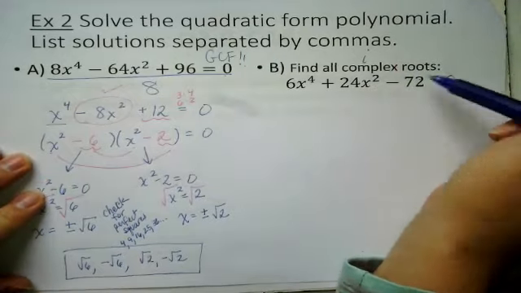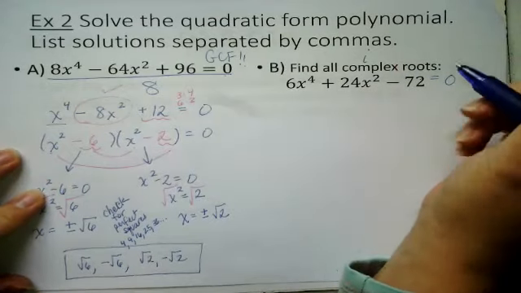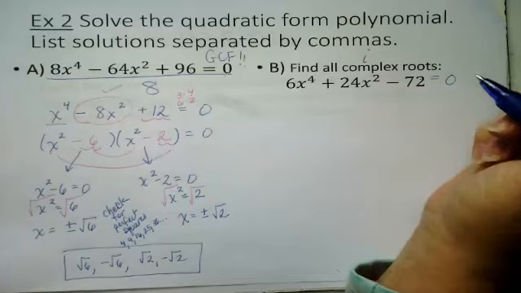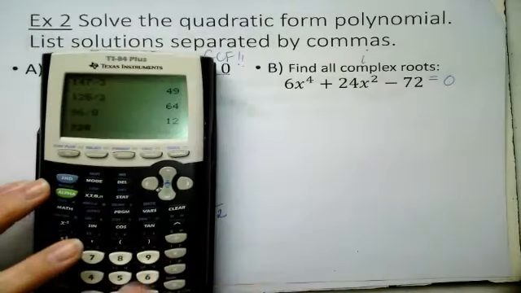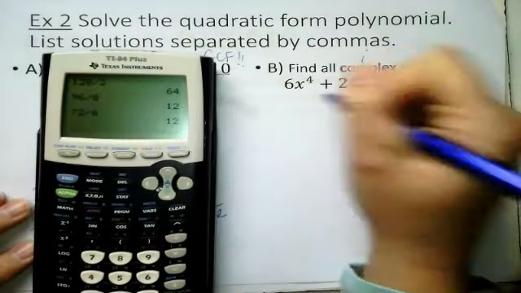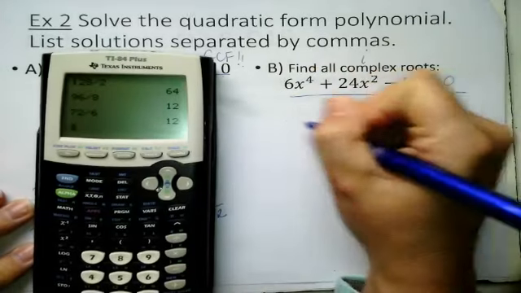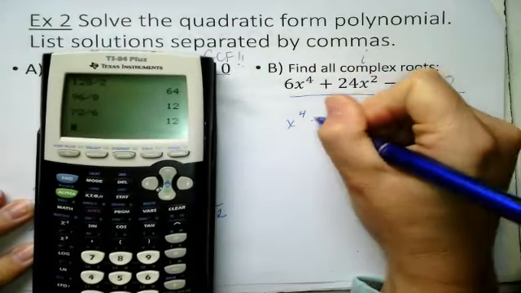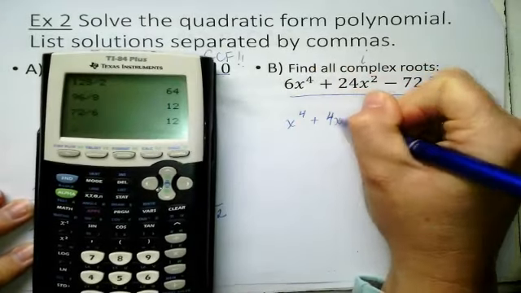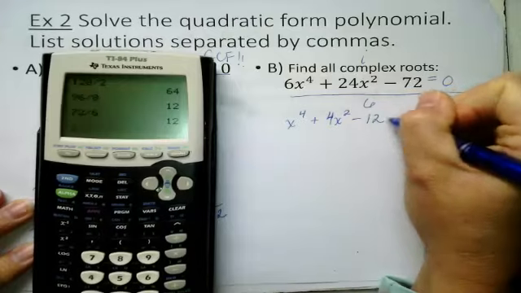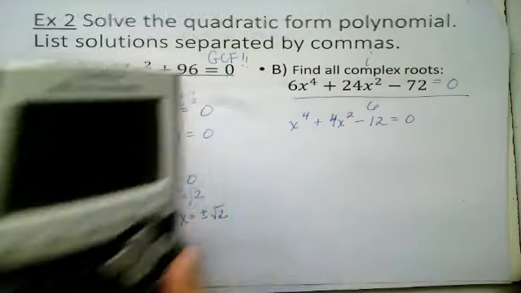Looking at these numbers, I do believe I can simplify a little bit. It looks like they all divide by 6. 72 divided by 6 is also 12. So I'm going to go ahead and just divide through by 6. x to the fourth plus 4x squared minus 12 is equal to 0.